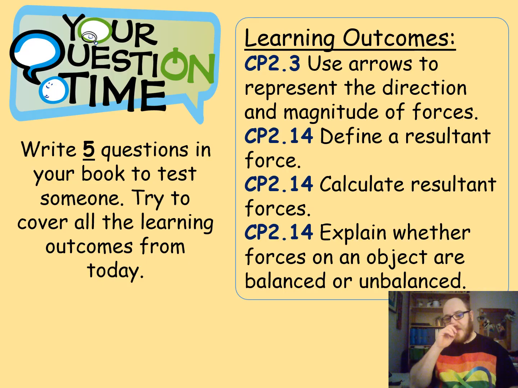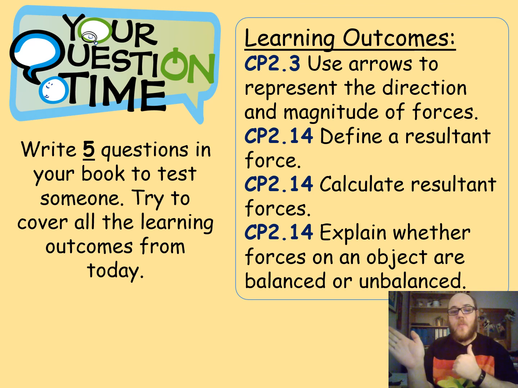All right, so in this lesson we have used arrows to represent forces, different sized arrows for different sized forces. We've seen that the resultant force comes when you have a larger force in one direction than you have in the opposite direction. We've been able to calculate these resultant forces, and in the next lesson we're going to talk more about balanced and unbalanced forces and what that resultant force actually means for your object.